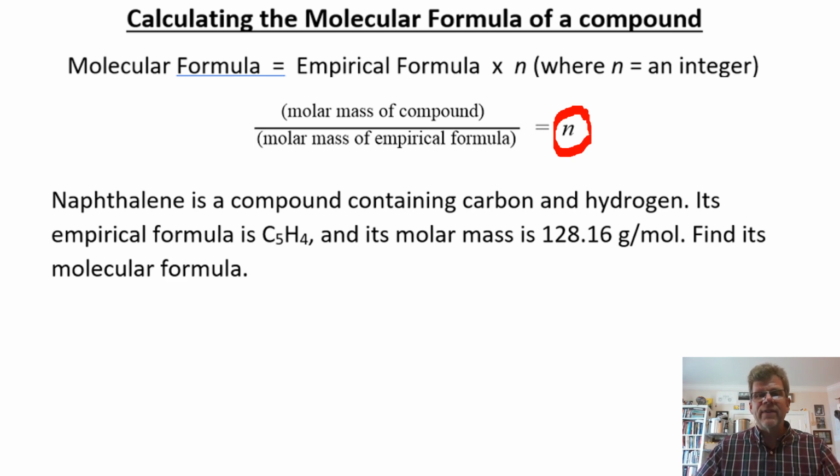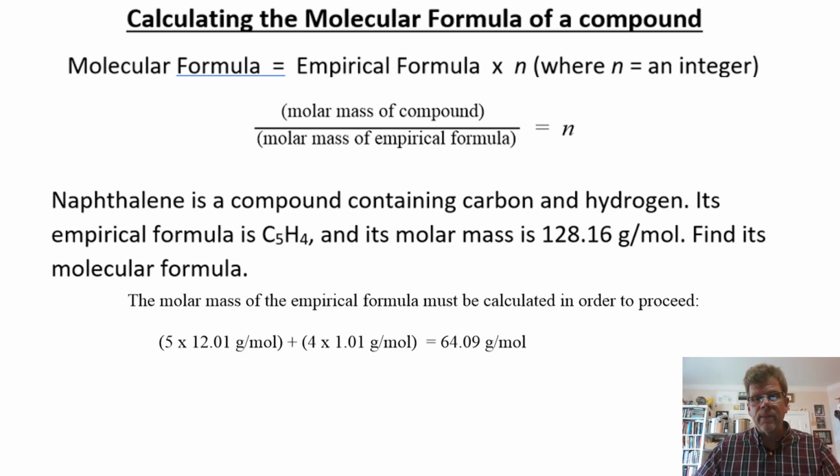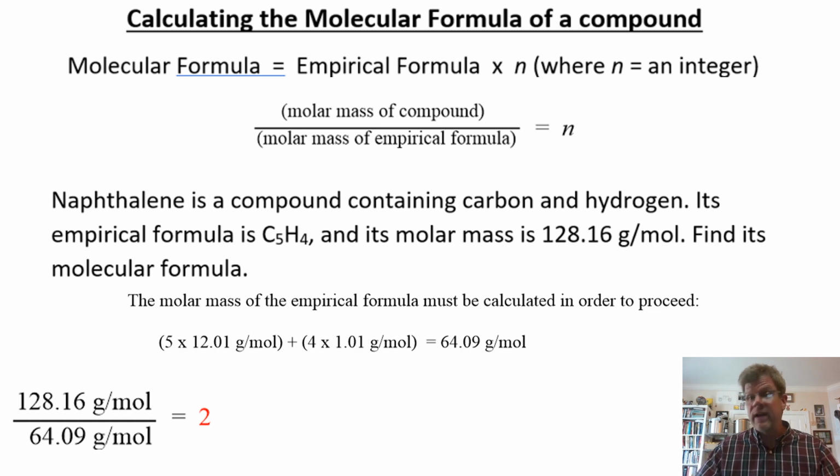So the molar mass of the compound, well, that's here. I have that. And the molar mass of the empirical formula, all I have to do is calculate 5 times the atomic mass of carbon plus 4 times the atomic mass of hydrogen. If we do that, that comes out to 64.09 grams per mole. That's the molar mass of the empirical formula. So now we're just going to divide those two into one another. 128.16 divided by 64.09, shockingly, we come up with exactly the number 2, or very, very close to the number 2. So that is our n value.